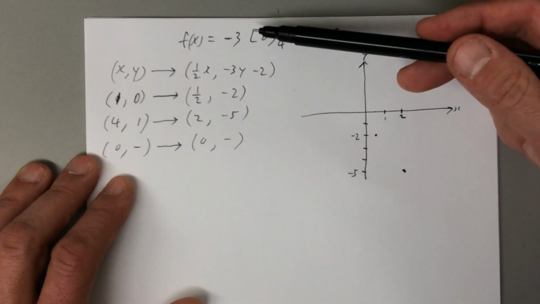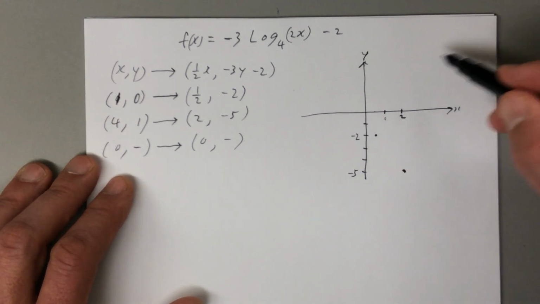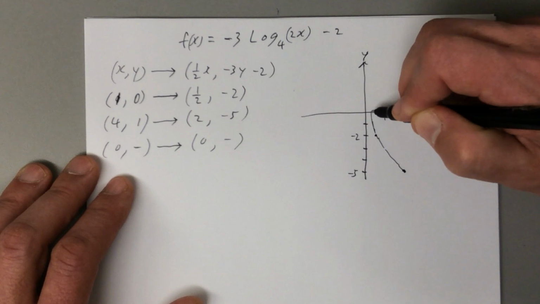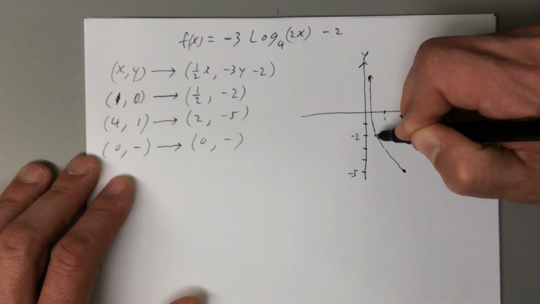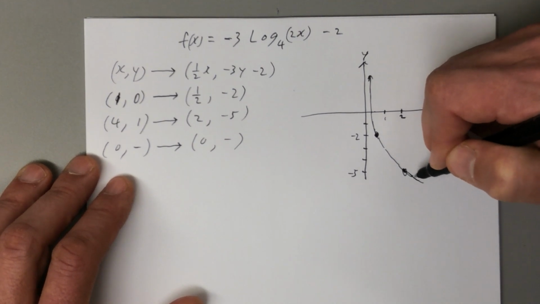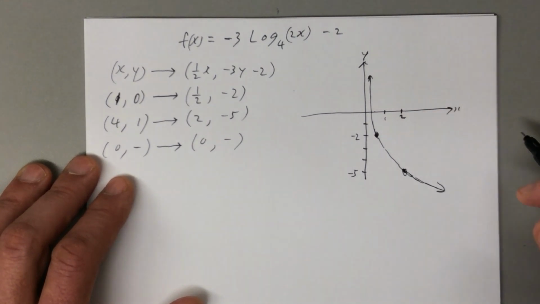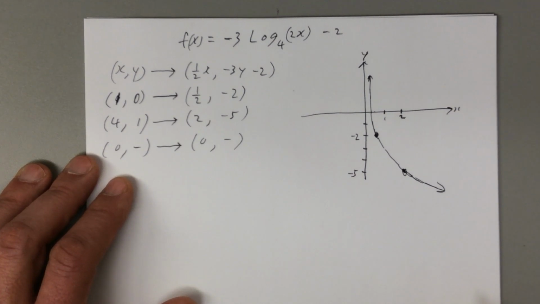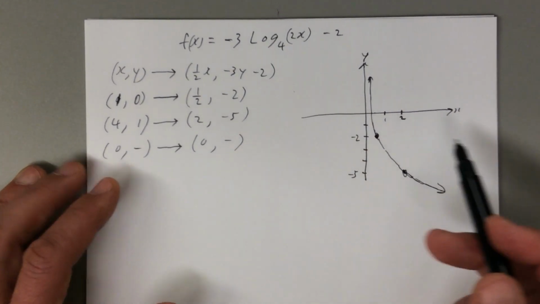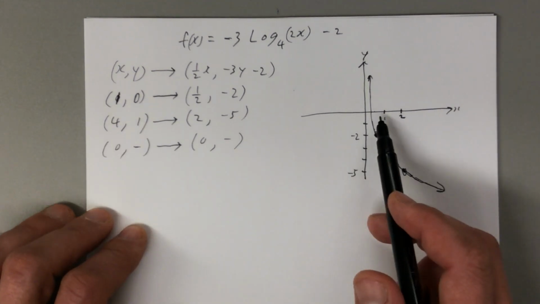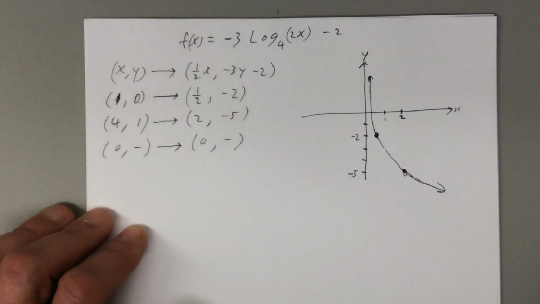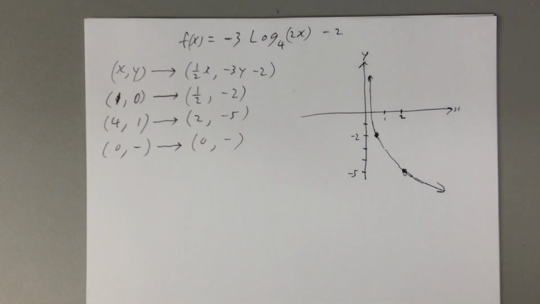Now, because this has been flipped vertically, it's not going to look like this anymore. It's going to look like this. So that would be our new function. Okay? Now, if there was a negative in front of that 2, then it would be flipped horizontally, so flipped in the y-axis. So it would be over here. Okay? And that's it for transformations of log functions.